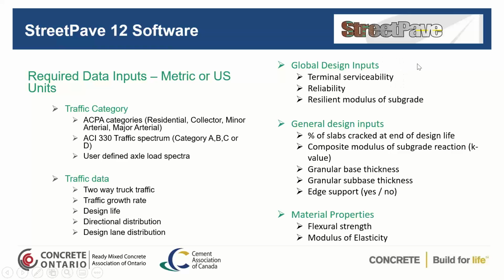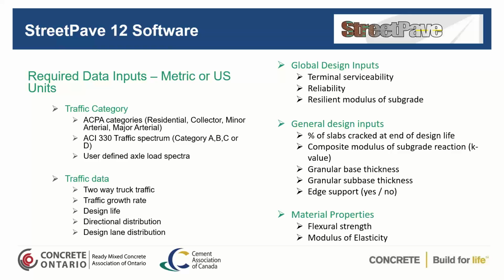Now this one here is not actually included in the PavementDesigner.org, but it is in the StreetPave. Reliability is another one that you do. And the resilient modulus of the subgrade is a very important input into the analysis. Then you have your general inputs. What is the percent slab cracks at the end of the life? You have a choice of doing 5, 10, 15, or 20, whatever value you want to put in there.